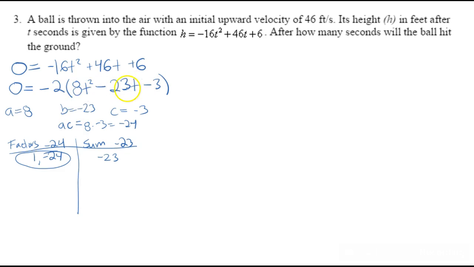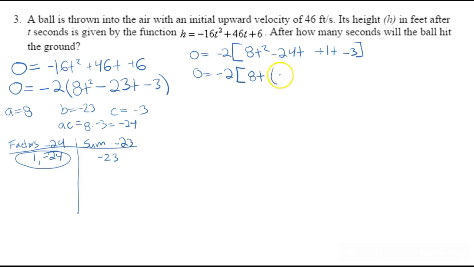That means I'm going to break apart this middle piece into two different sections. So let's see, we have 0 is equal to negative 2 times 8t squared minus 24t plus 1t minus 3. So let's keep going here. We combine those first two terms and look for a greatest common factor. I can see that I can divide both of these by 8t. 8t squared divided by 8t is t. Negative 24t divided by 8t is negative 3.